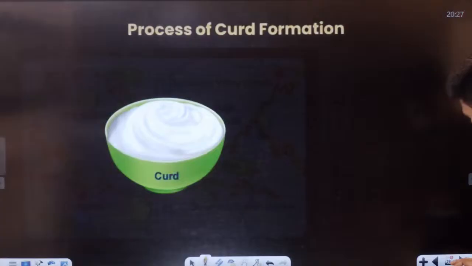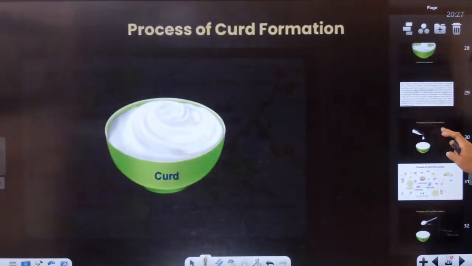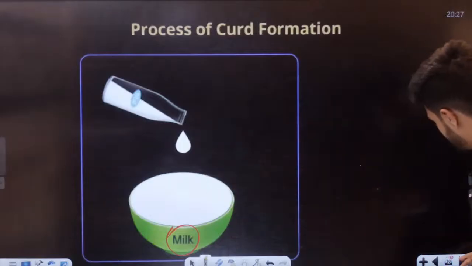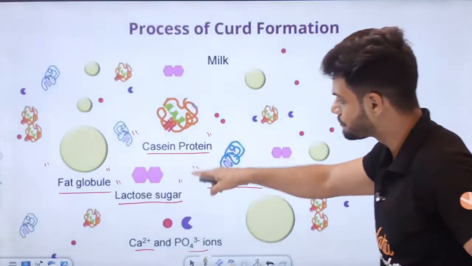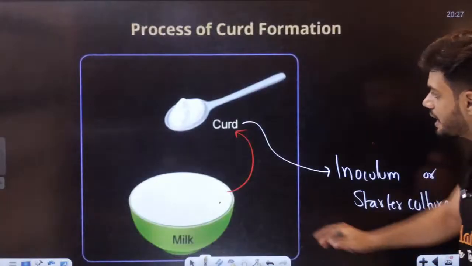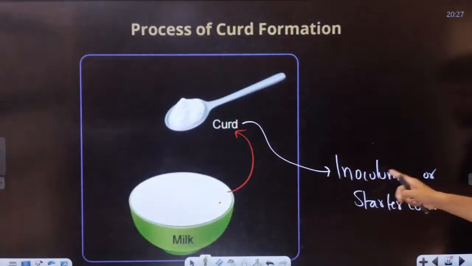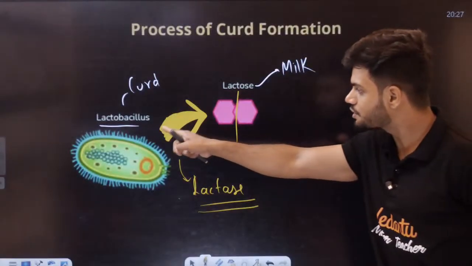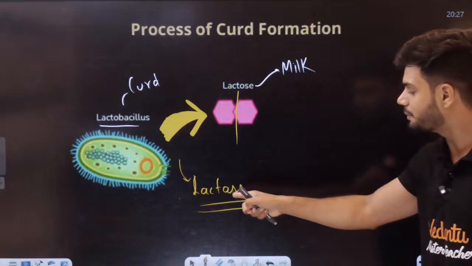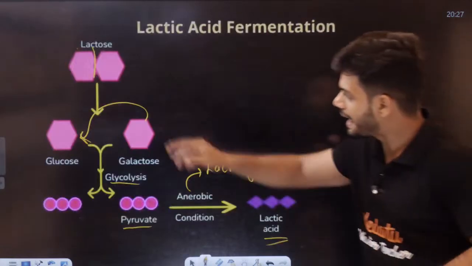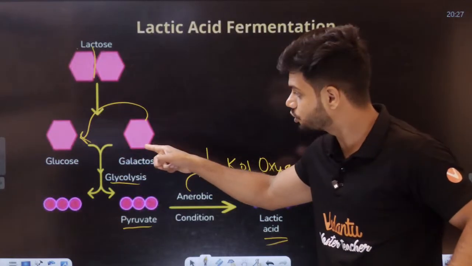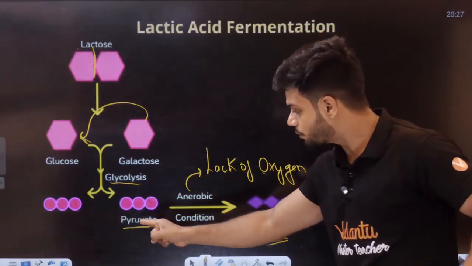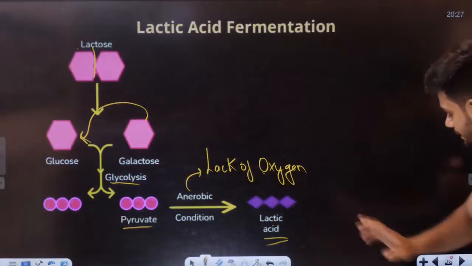Students, how is the process? I'll repeat again. First, we take milk. Inside milk, we have whey protein, casein protein, lactose, fat globules. We add curd to it. Curd is called inoculum or starter culture. Inside the curd, we have lactobacillus. This lactobacillus will attack the lactose and break it down because of the enzyme lactase. So lactose is broken down to glucose and galactose. Glucose and galactose will undergo glycolysis to produce pyruvate. Pyruvate in anaerobic condition will become lactic acid.